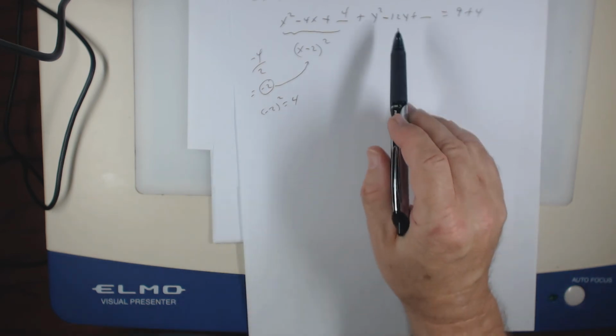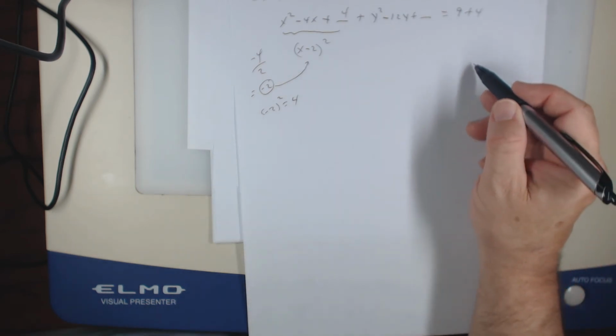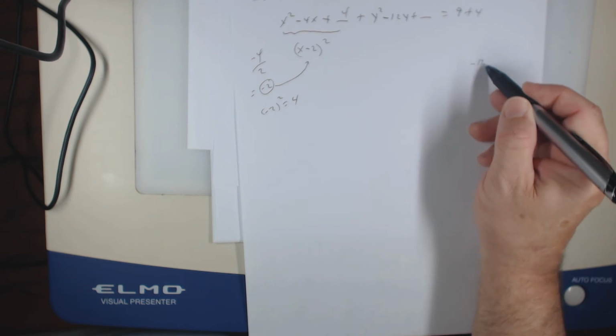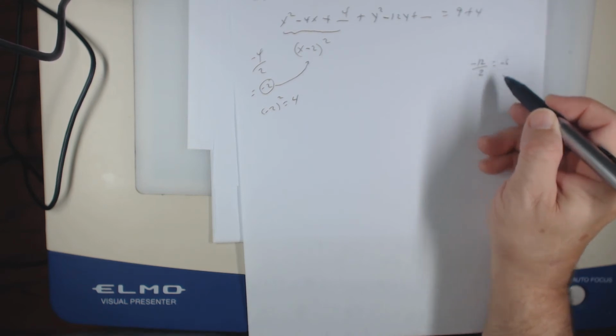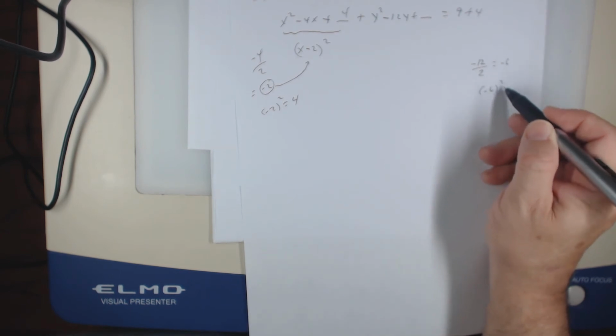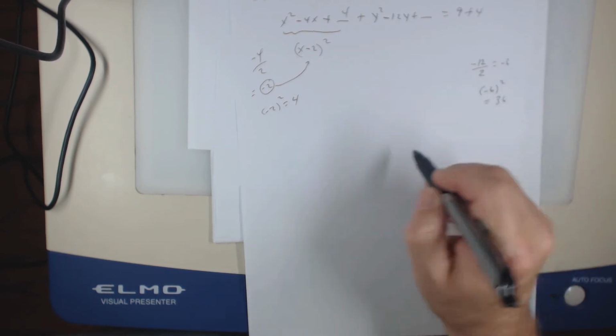All right. Now let's go to the next one. What's the coefficient of y? What do I do to that negative 12? What do I get when divided by 2? What do I do to negative 6? What do I get? What do I do to 36?